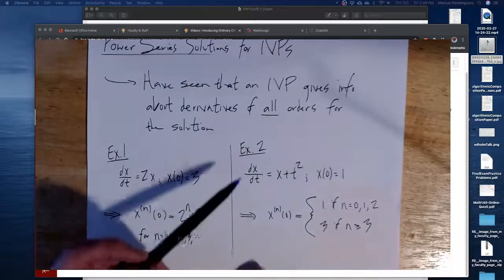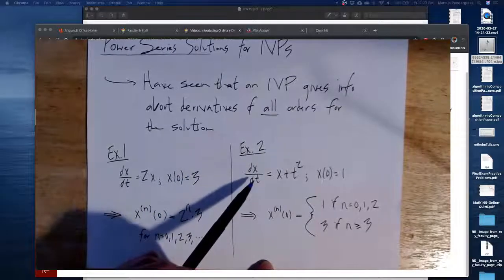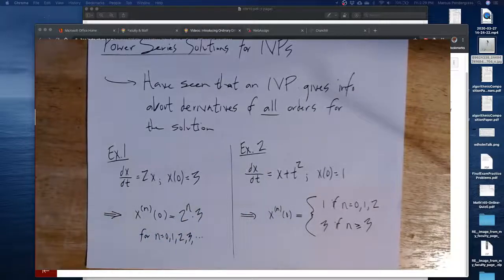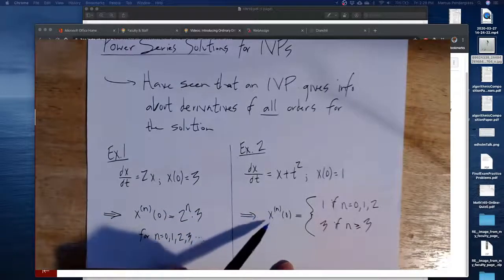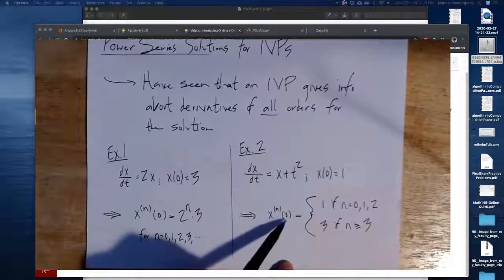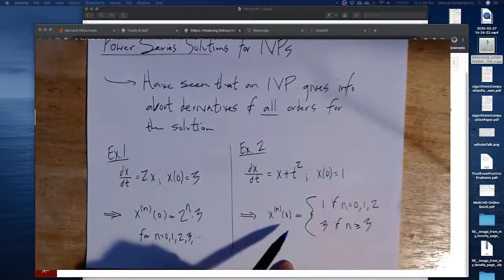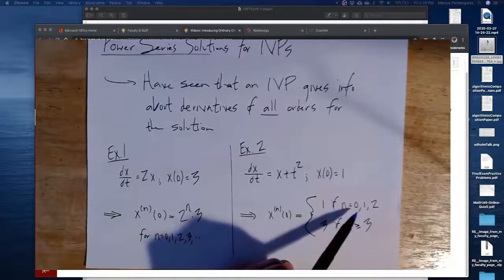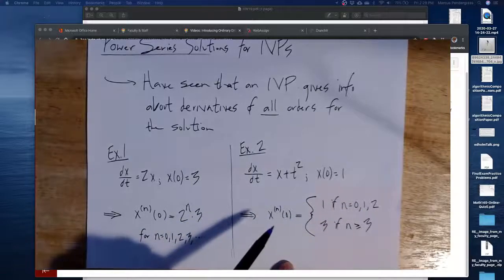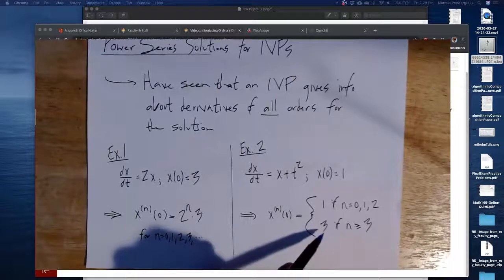Then in the practice problem that was at the end of video 2, and that was actually solved in video number 3, we looked at this ODE, dx/dt equals x plus t squared, x(0) is 1, and we saw that, again, we could extract all that information. We could extract the derivatives of arbitrary order at time t equals 0 from the initial value problem. In this case, it turned out that the derivatives at 0 were equal to 1 if you're looking at the zeroth, first or second derivative, and then any higher derivative evaluated at 0 was 3.